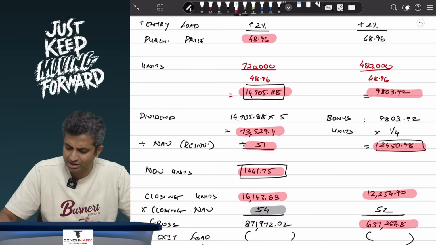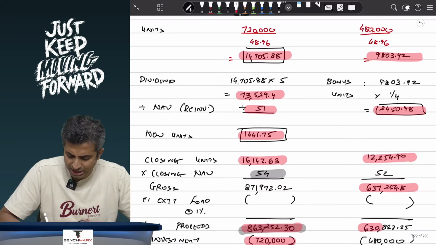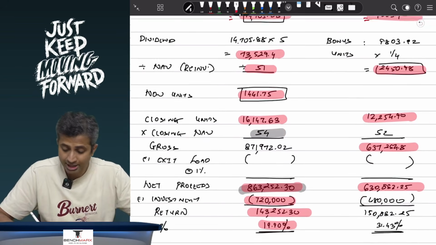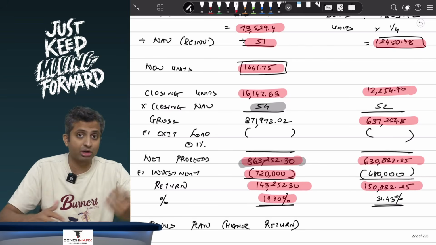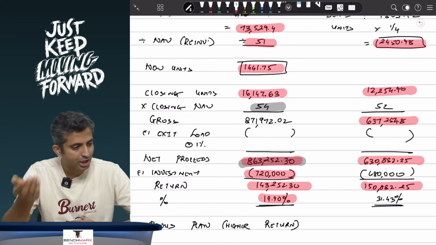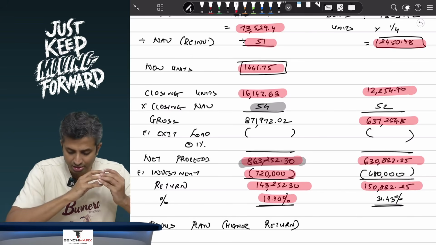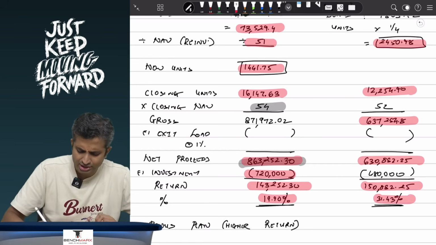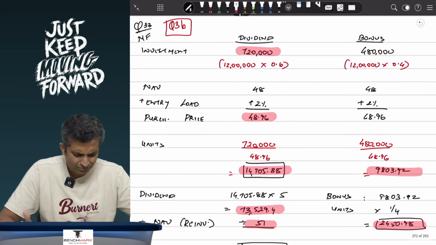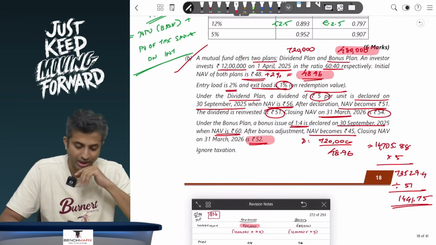So this is 6,37,254 minus there's a 1% exit load, and then 6,30,882 minus 4,80,000 that you have invested. So it's a gross 1,50,000 return. So that is a better return for sure. I've made a lower investment, but with that lower investment as well, I've clocked a higher return in this particular case, and the return is 31.43%. So the bonus plan gives me the higher return. This is a lot more easier and scoring, I would say.